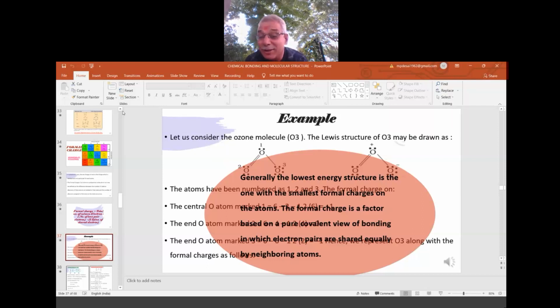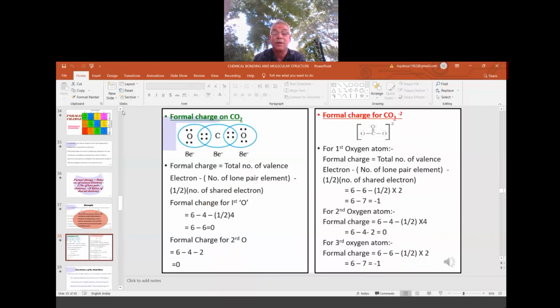So in O3, the formal charges are mixed, and they depend on the neighboring atoms. We will take one more example, formal charge on carbon dioxide. Very easy, clear slide.